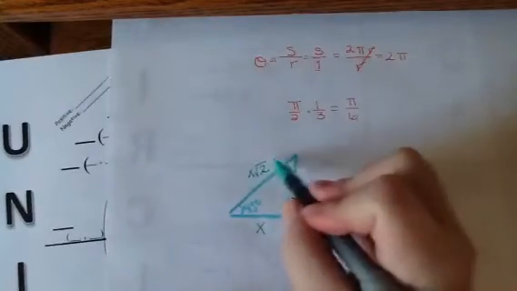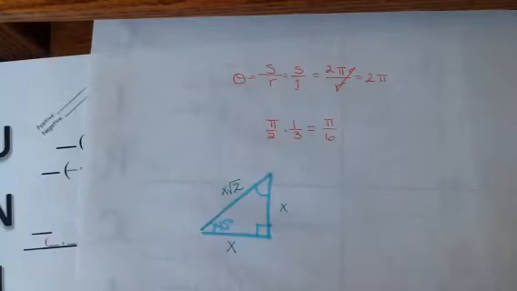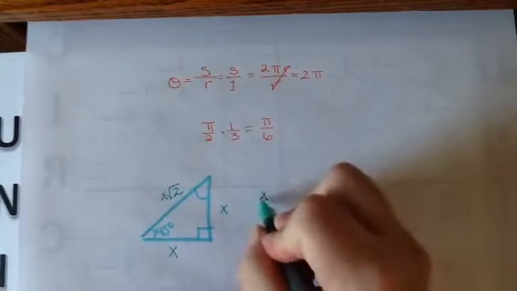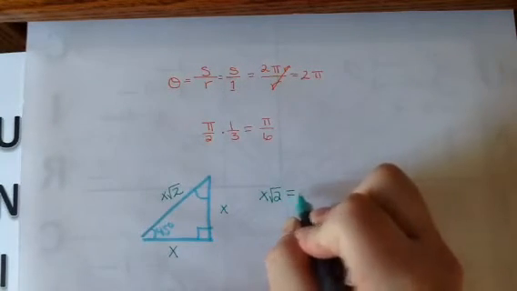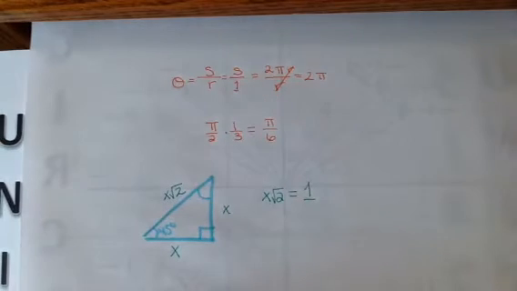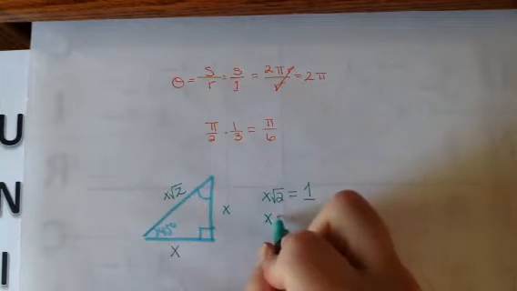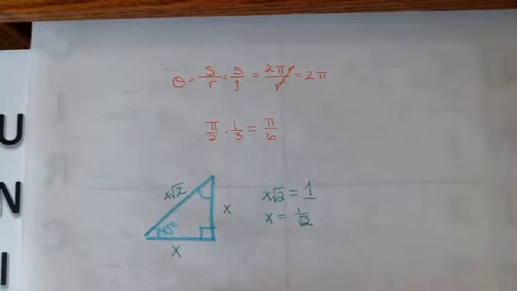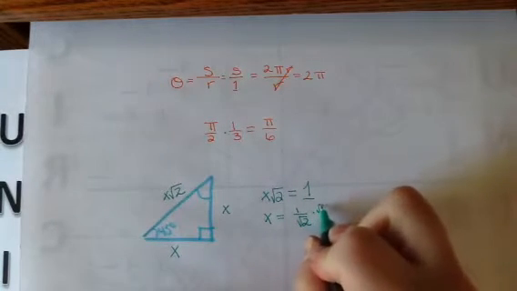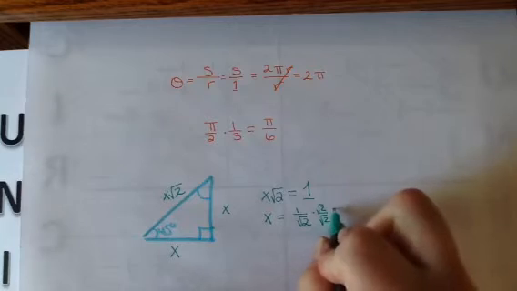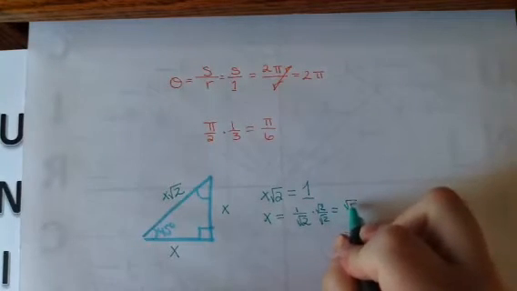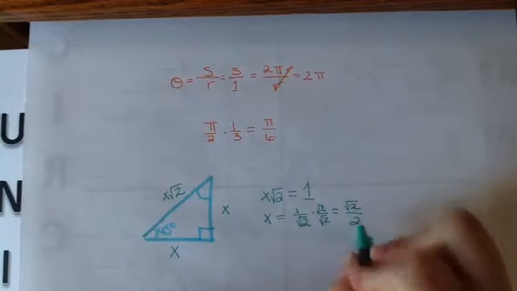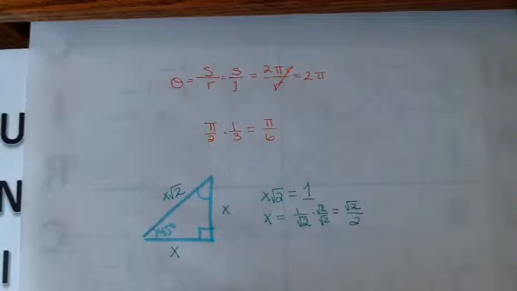Which means we know that this length right here, x root 2, has to equal 1. So if I solve for x, I know that x equals 1 over root 2, which we would never leave like that. We would rationalize it by multiplying by root 2 over root 2, and that's going to get you root 2 over 2. So x equals root 2 over 2.